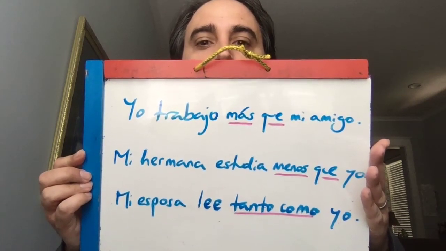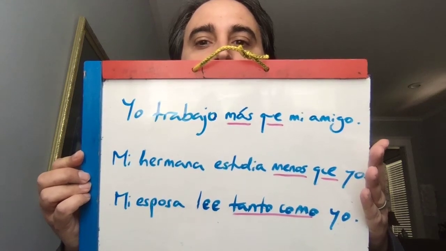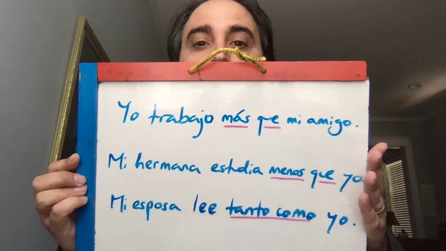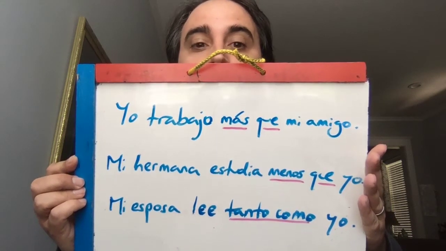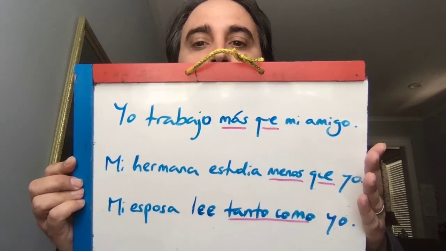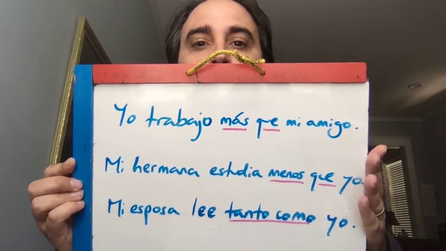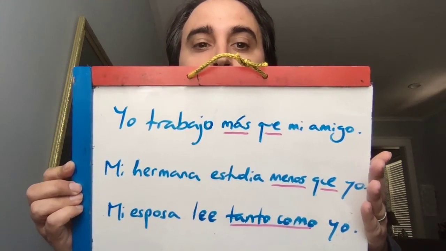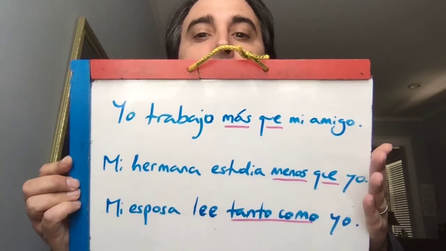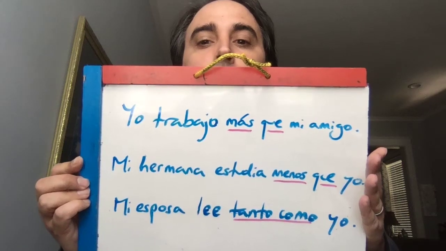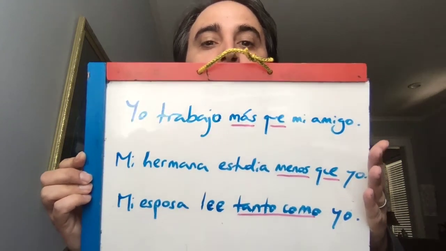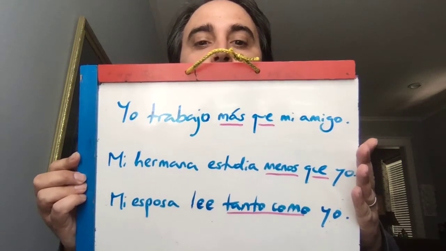The first sentence is at the top there. Yo trabajo más que mi amigo, which means I work more than my friend. As you can see, there is no adjective there. Yo trabajo más que mi amigo. Vamos a repetir la frase, ¿ok? A ver. Yo trabajo más que mi amigo. Muy bien.